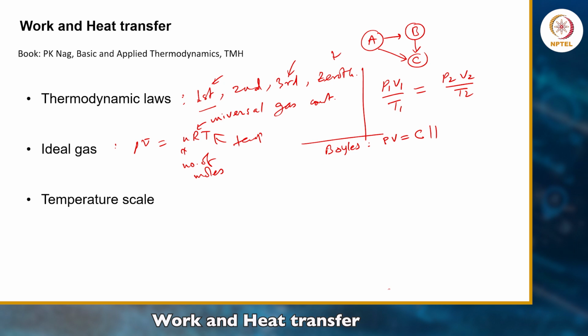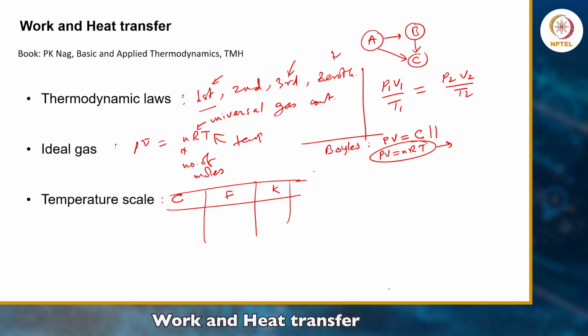Charles law says PV equals nRT. So when pressure, volume, and temperature are linked, that comes from Charles law. Now temperature scales. I already told you, centigrade, Fahrenheit, and Kelvin are the 3 common scales, and there is also Rankine. I'm not going to Rankine now.